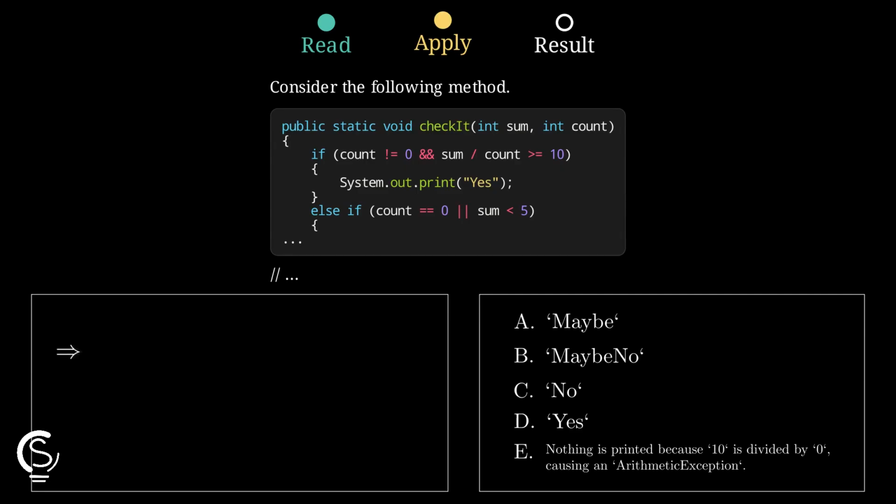The first part checks if count is not 0. Since count is 0, this part is false. Because of short-circuiting, the division never happens, so we skip to the next branch.